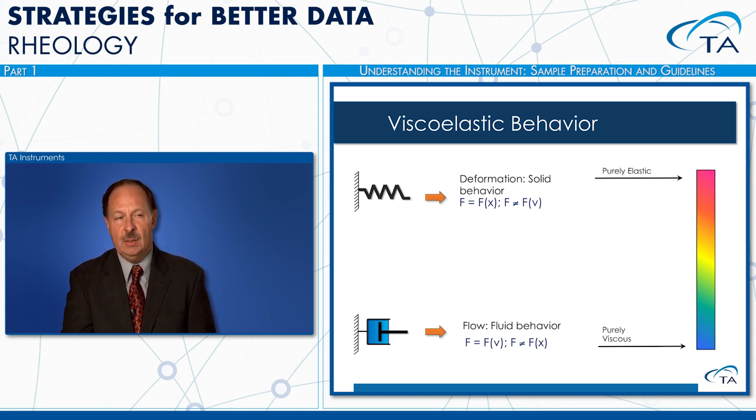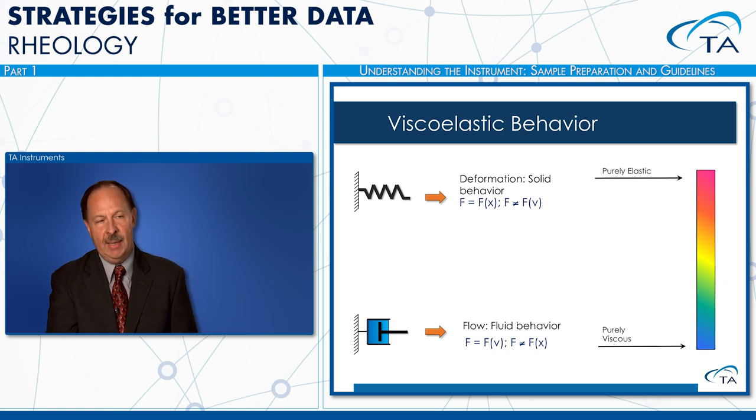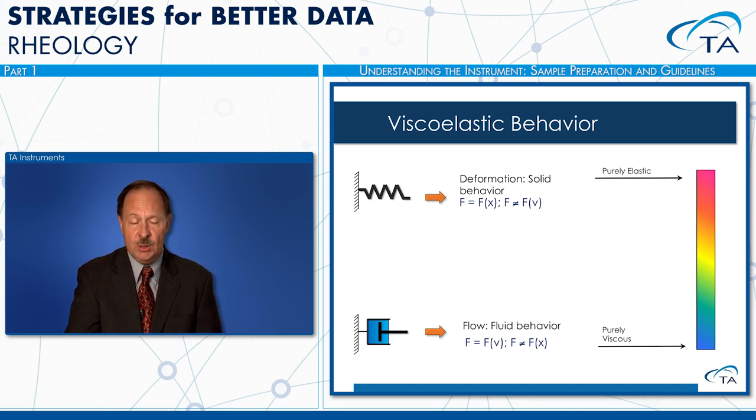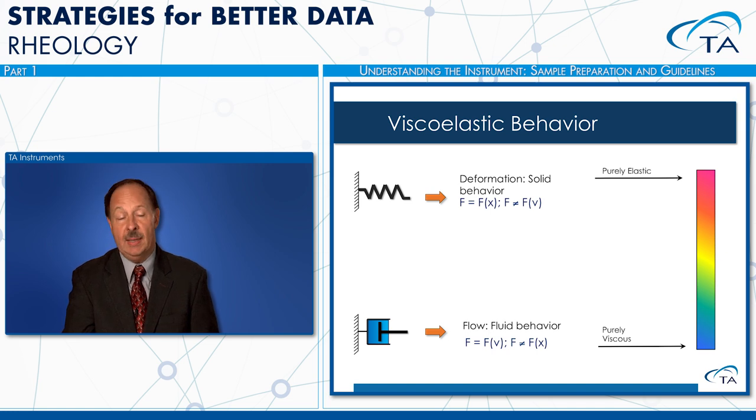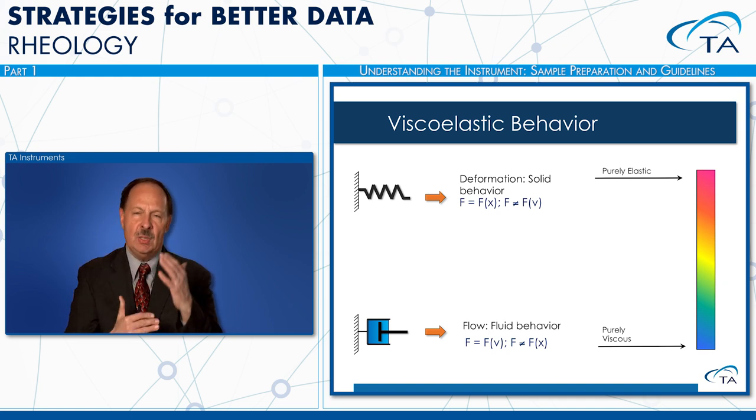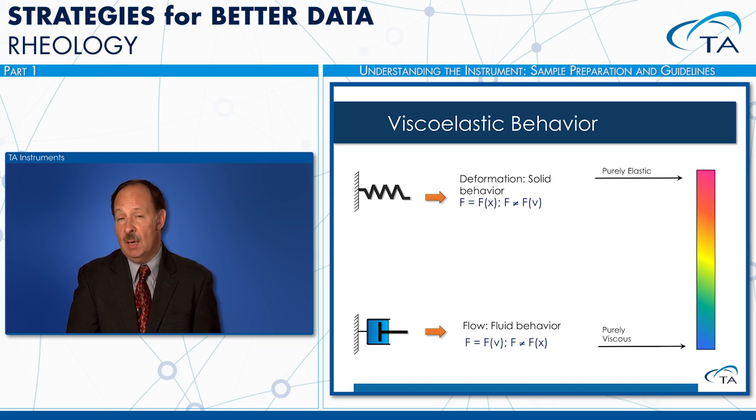On the other hand, if we have a pure fluid, we illustrate that with this object that we call a dash pot. It's just a cylinder laid on its end over here, and we have a piston in there, and we have this filled with a fluid. In the case of fluids, the resisting force is dependent on the velocity and is independent of the position. So it's just the opposite of what we have with a solid. Remember, for the solid, that force was dependent on the deformation and totally independent of the velocity, and it's just the opposite for fluids.